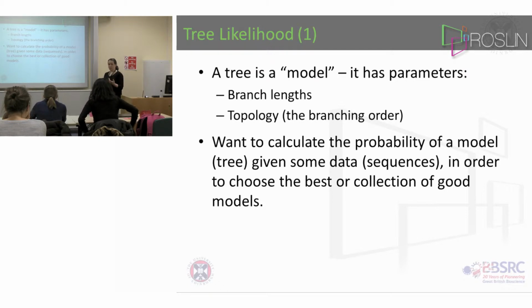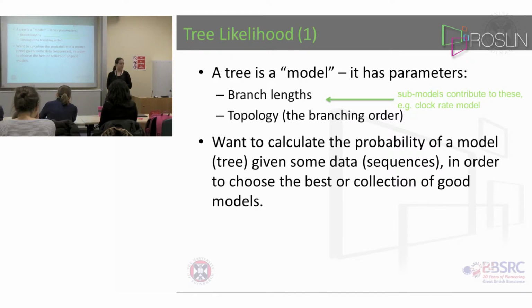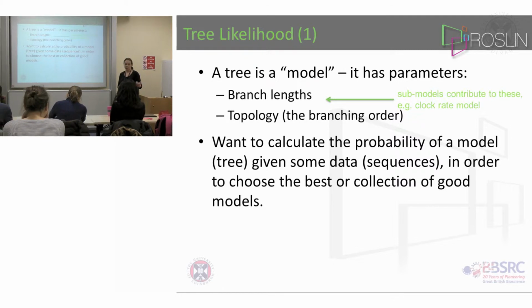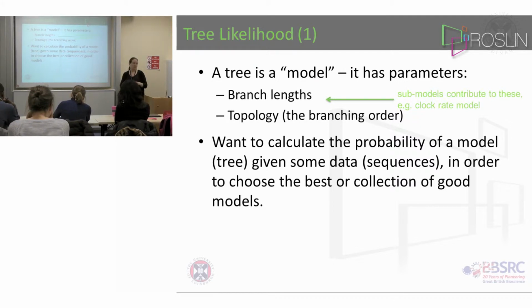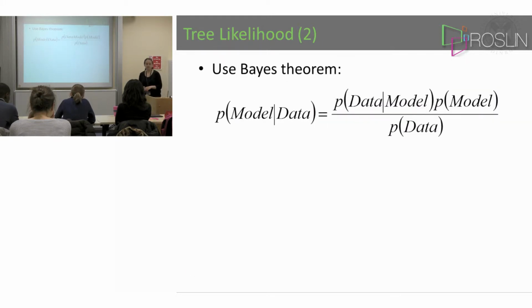What we want to do is calculate the probability of a model, in this case a tree, given some data. In our case this is some sequences with some times, so that we can choose the best one or collection of best ones for the data. Also, in our tree model with our branch lengths, there are several parts which go into that tree model. So there are models within the model. One of those would be something like a clock rate model, describing how quickly you think the molecular clock is going.